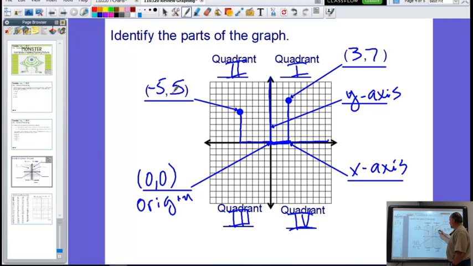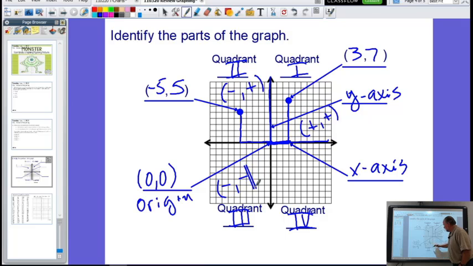Okay, so the coordinates in quadrant 1 are always going to be positive, positive. Okay, because we'll have 2 positive numbers. The ones in quadrant number 2 are going to be a negative value and then a positive value. Because the x value is going to be negative, the y value is going to be positive. Those in quadrant 3 are going to be negative, negative.